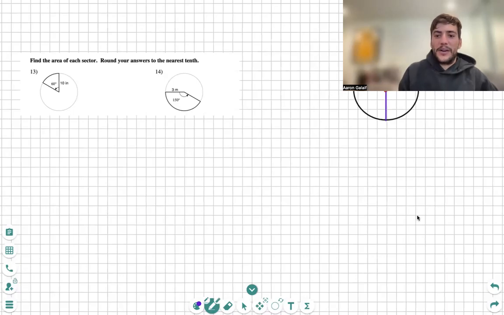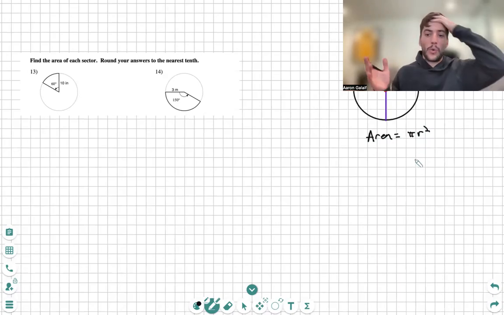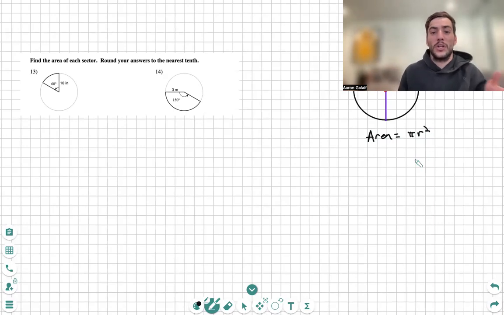Perfect. The area of a circle is simply pi r squared. So pi times radius squared. That's it. That's all we're going to do to find the area of our circle.